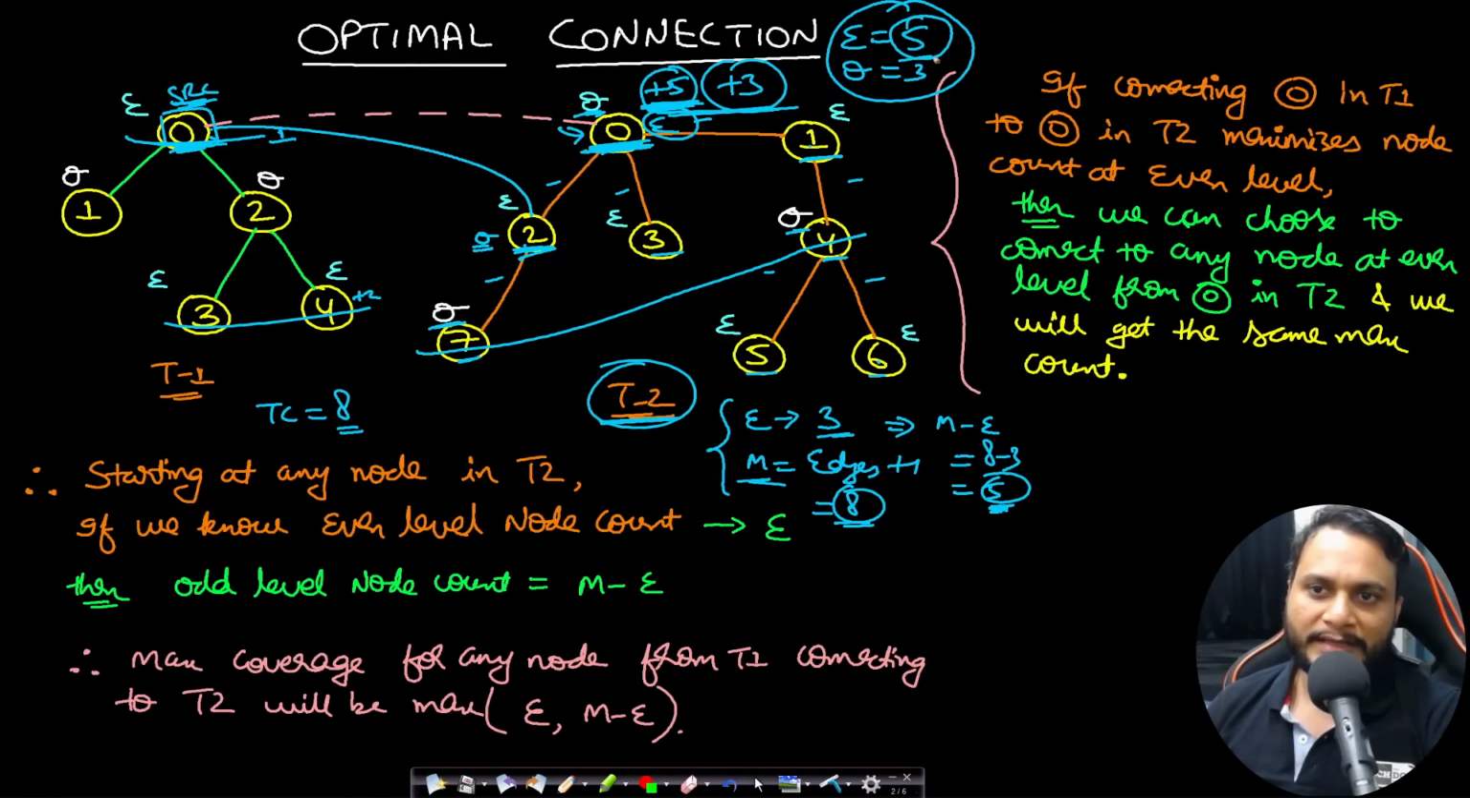So you will always get the maximum optimal count if you connect it to the max of even, odd, because a node can be converted to even or odd depending on which node you are connecting this source node to. If you connect 0 to 0, 0 becomes odd level, and if you connect this 0 to any adjacent node of 0, that means let's say 2, then 0 will be at even level, right? So I think you have got the idea what we need to do.